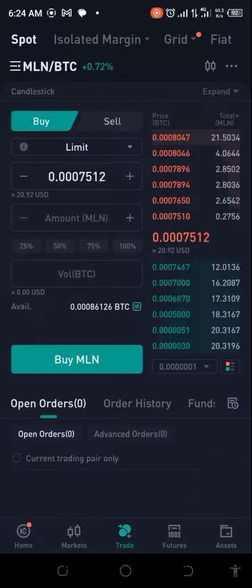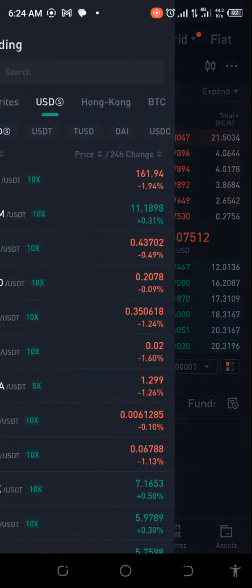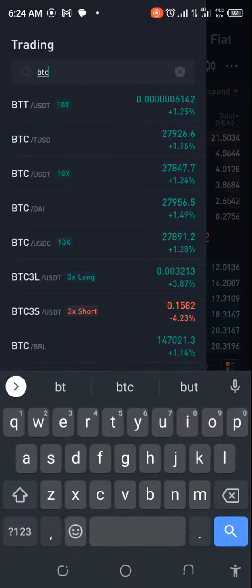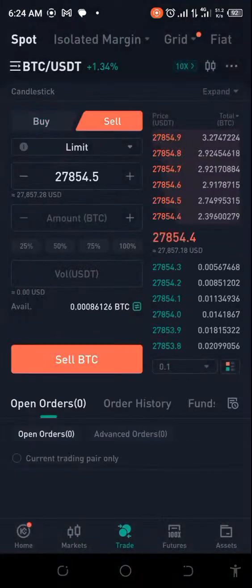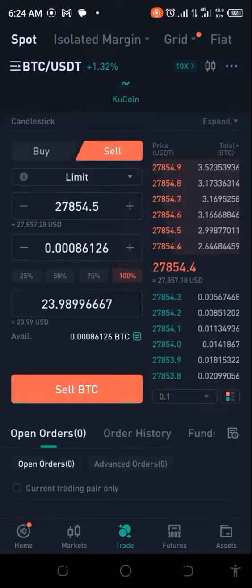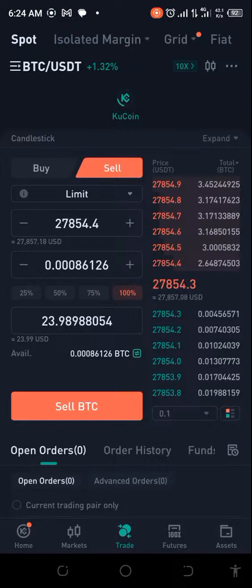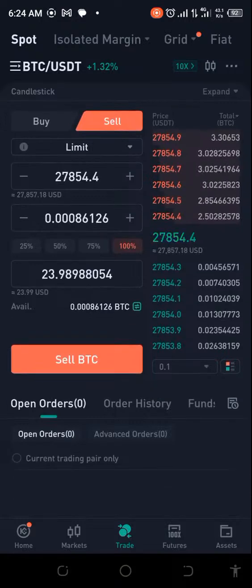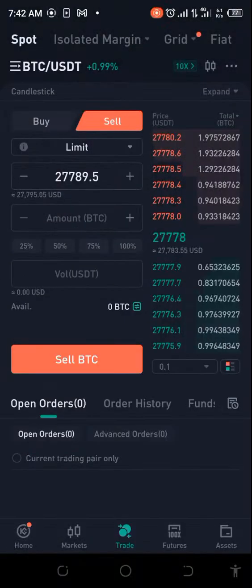All right, I'm back, and right now we have sold the MLN to BTC. So how much do we have? We've gotten 0.00866126. Let's quickly go over to BTC and change that to see how much we can get. We're going to have to sell. Let's do this fast before anything happens. Wow. Let's go ahead and make this purchase. I'll be back. All right, that's done and dusted.